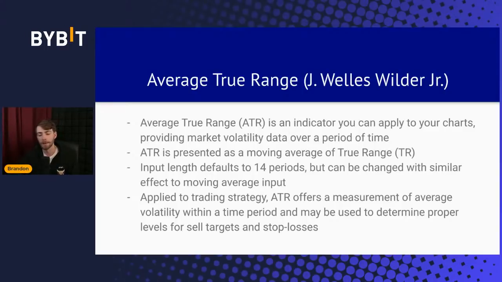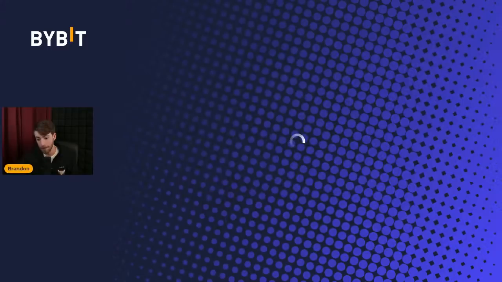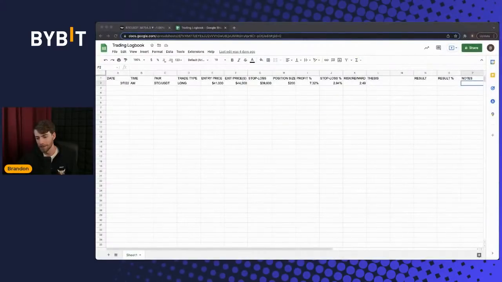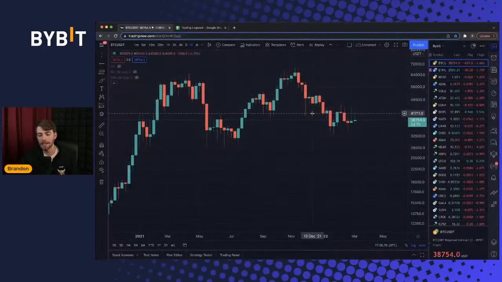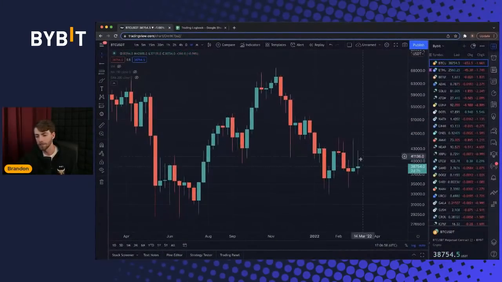Similar to a moving average, except instead of it being price, it's volatility, or how much we move within each day. And that can be used to determine sell targets and stop losses. So I'll show that on the chart now because that'll make a lot more sense. But basically, whenever you're setting up a sell target or a stop loss and you want just a good general idea of, within the past 2 weeks, what's the most we've stretched towards the long side, the most we've stretched towards the short side.